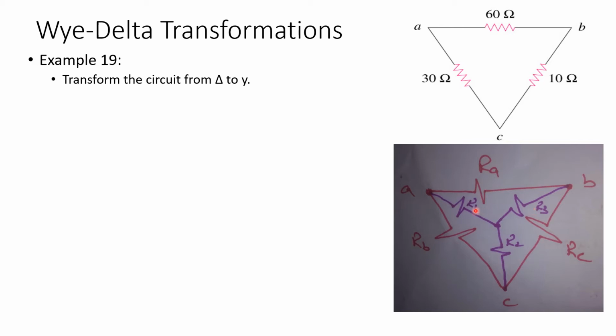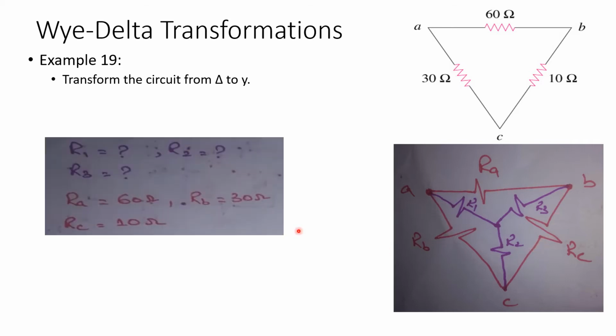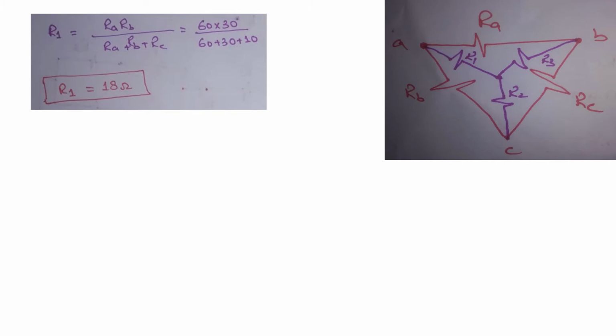Now you have to find the value of R1, R2 and R3. The value of R1 is equal to the product of RA into RB divided by the sum of the total resistance of the delta network. From here you will see that the value of RA is 60 ohm, RB is 30 ohm, RC is 10 ohm. Now R1 is equal to RA into RB divided by the sum of the resistance of the delta network. So you will get the value of R1, which is equal to 18 ohm.